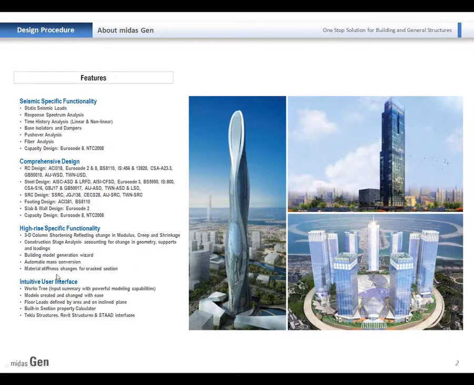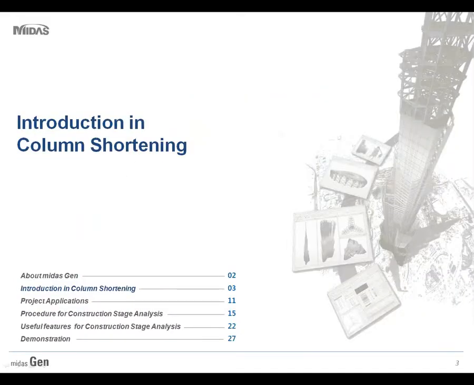Even though we are considering high-end analysis, the most important thing in Gen is ease of use. We provide an intuitive user interface such as worktree and task pane, and modeling is very easy. We provide a built-in section property calculator, and for BIM, we provide Tekla Structures and Revit Structure data transfer. Let's see the introduction of column shortening.